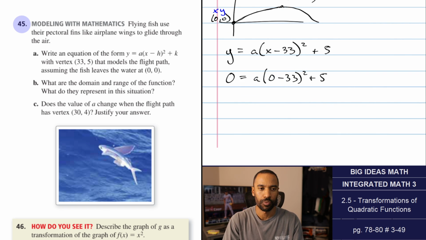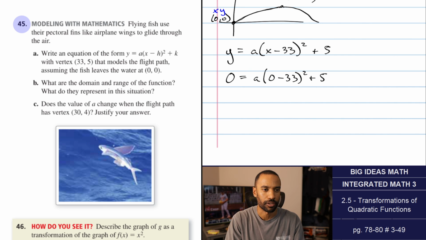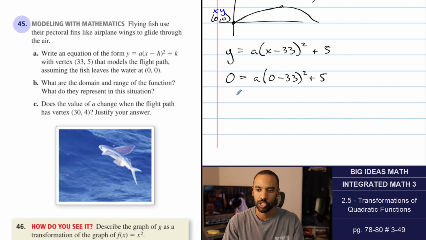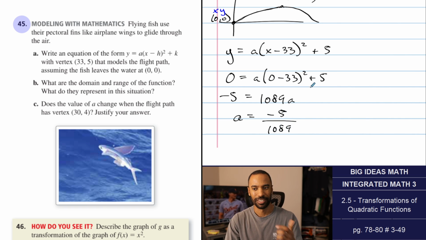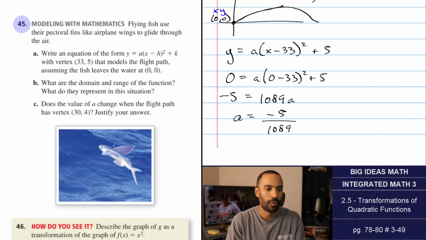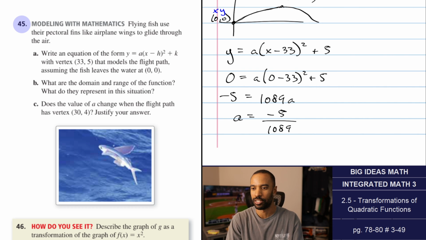So negative 33 squared is I don't know what. Let me use the calculator for that one. Clear. 33 squared is 1,089. So, and I'm going to subtract 5 over. Negative 5 equals 1,089 times a. So a is negative 5 over 1,089. That's the stretch factor. Now, I don't know what 5... Okay, it's not a good decimal.